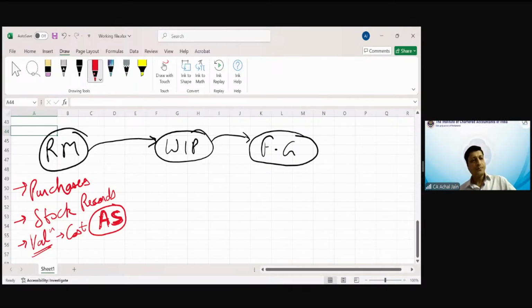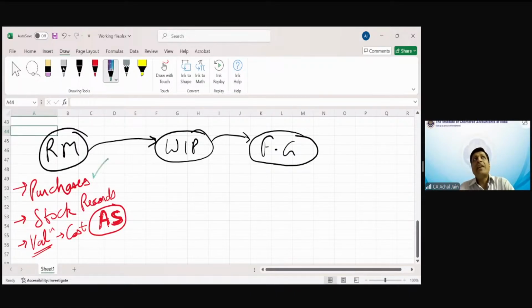Okay. Now, Priyanshi is saying comparing the prices or the costs with the market prices. Yes, of course. So you're saying in a way when these purchases will be verified.